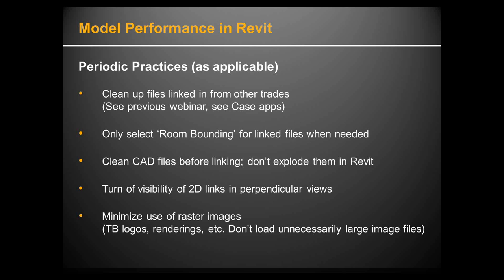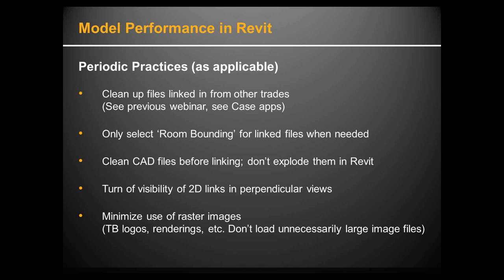I think there's one on another slide that's similar. I talked about cleaning CAD files before linking them in. Also, CAD files: visibility of the 2D links. Say I have a furniture plan in CAD, or an existing cubicle layout for an existing building in AutoCAD. I have that on my floor plan, and I can see it in the floor plan. So I make a section, I make an elevation. It's still visible. It shows up probably as one line, but Revit's still going through there, calculating.